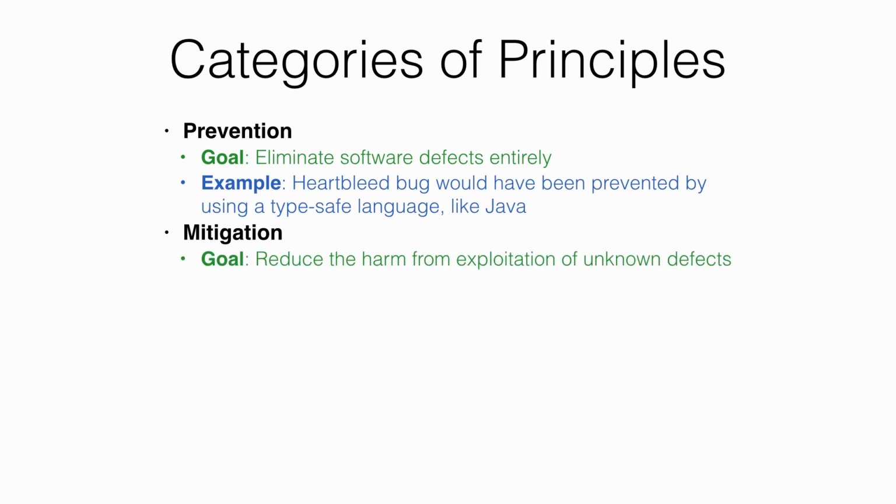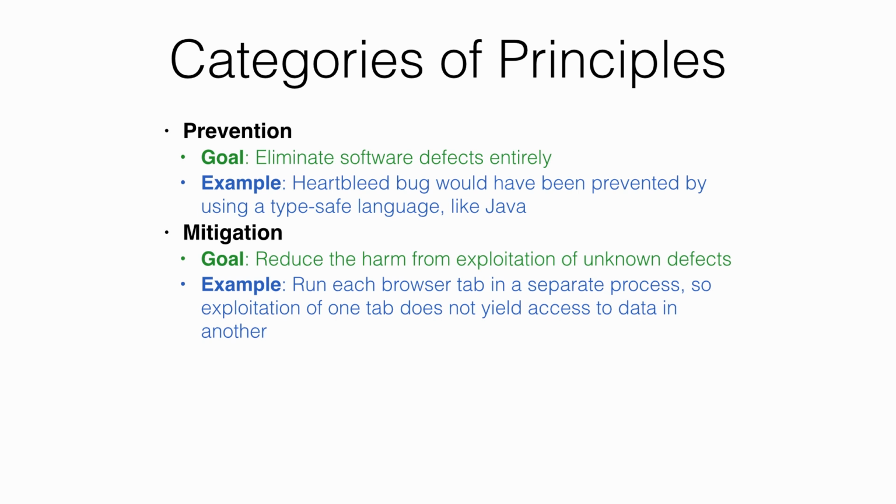The second category of principle is mitigation. These principles aim to reduce the harm from exploitation of unknown defects. That is, we can assume that some defects will escape our elimination during the implementation phase, but if we design our software in the right way, we may make it harder for an adversary to exploit these defects in a way that's profitable to him. As an example, we could run each browser tab in a separate process, so that exploitation of one tab does not yield access to data that is stored in another tab because it is isolated by the process mechanism.